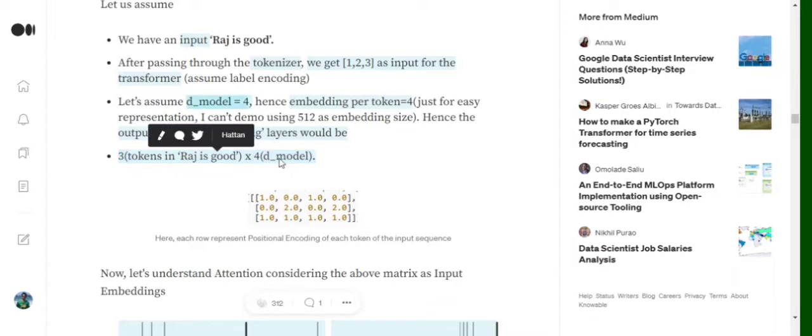So the output of the embedding layer would have dimension 3 into 4. Pretty easy. The total number of n is the total number of tokens, that is 3, Raju is good, into the dimension of the model, that is 4. So assume that this is the 3 cross 4 matrix that we get after passing through the input embedding plus the positional encoding layers.